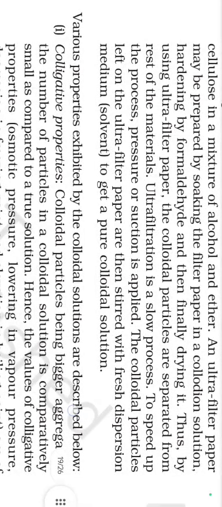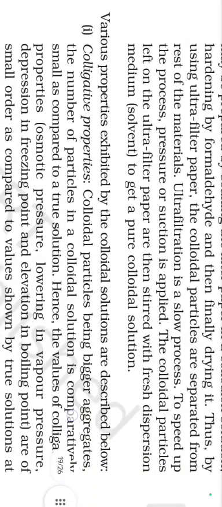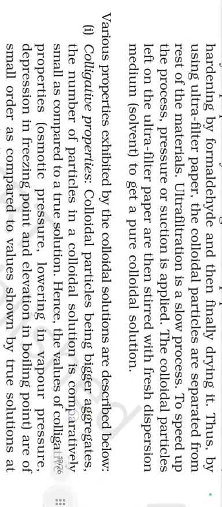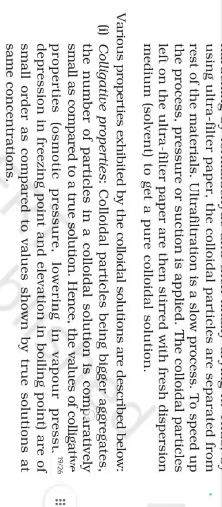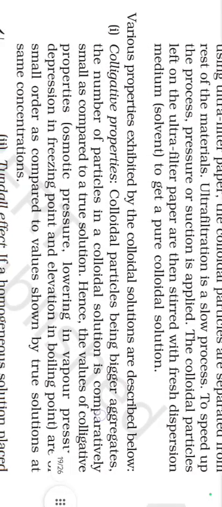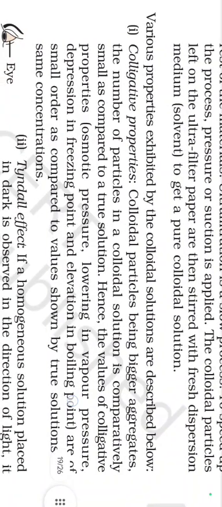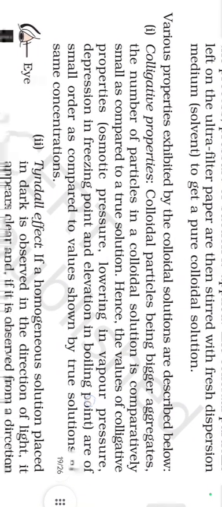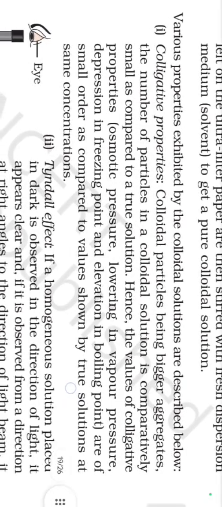An ultrafilter paper may be prepared by soaking the filter paper in a collodion solution, hardening by formaldehyde, and then finally drying it. Thus, by using ultrafilter paper, the colloidal particles are separated from the rest of the materials. Ultrafiltration is a slow process. To speed up the process, pressure or suction is applied. The colloidal particles left on the ultrafilter paper are then stirred with fresh dispersion medium to get a pure colloidal solution.